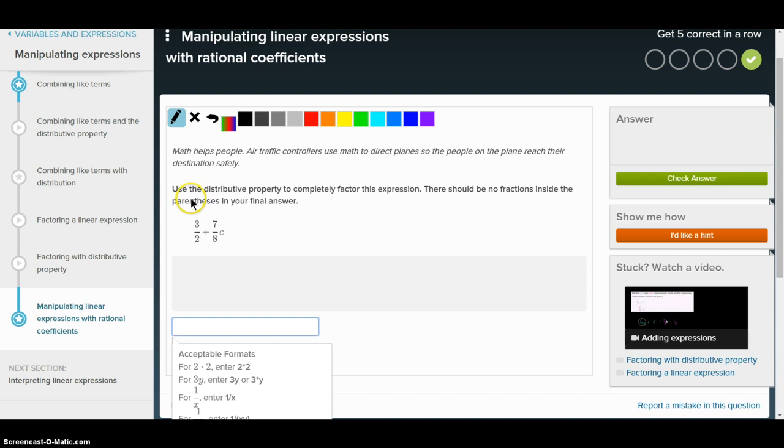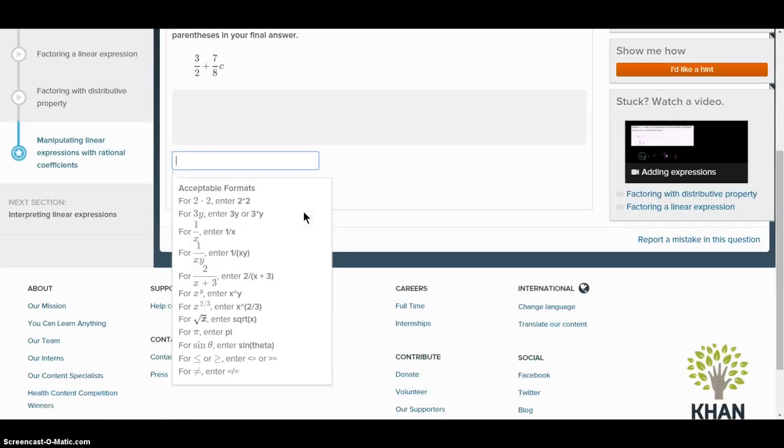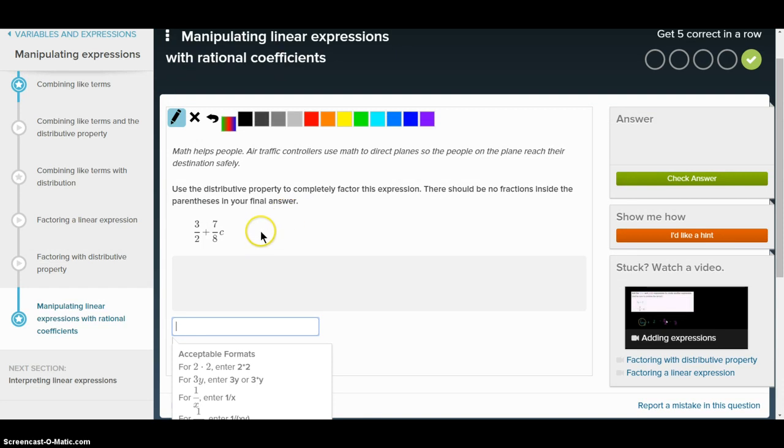Alright, so in this problem we're asked to use the distributive property to completely factor this expression. There should be no fractions inside the parentheses in your final answer. Okay, I don't see any parentheses right now. So we're going to do the opposite of what we did last time. We're going to factor out, and we're not going to have any fractions inside the parentheses in the final answer. Let's see what we can pull out on the denominator that will get rid of these fractions.